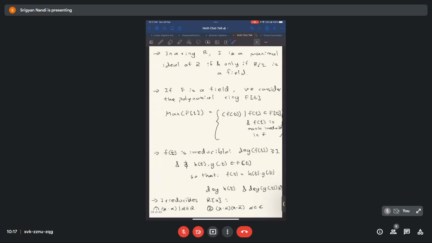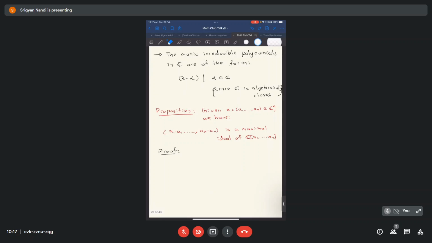By the way, here I should mention that alpha belongs to C and does not belong to R. Because if alpha belongs to R, then this very product is a trivial splitting of the polynomial. But if alpha belongs to C, then we can get no further splitting of the polynomial. So yeah, we have that.